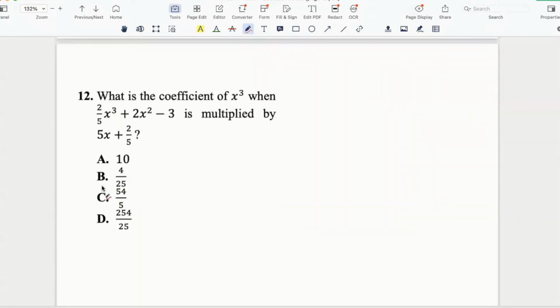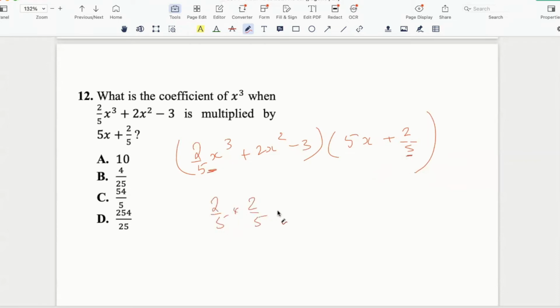What is the coefficient of x³ when this is multiplied by 5x plus 2 by 5? 2 by 5 x³ plus 2x² minus 3 and 5x plus 2 by 5. So for x³, this has to be multiplied with the constant. So that will be 2 by 5 into 2 by 5. And x² has to be multiplied with the x term. So that's 2 into 5.